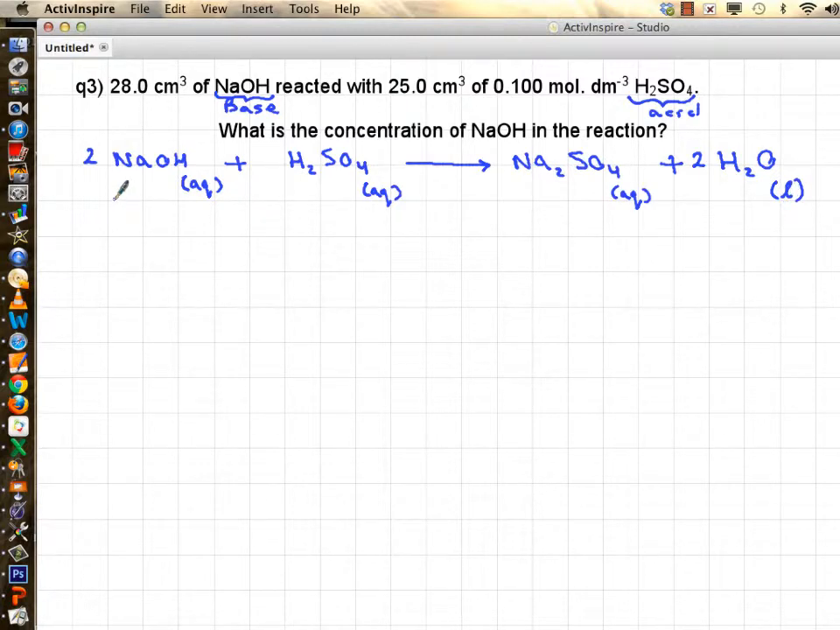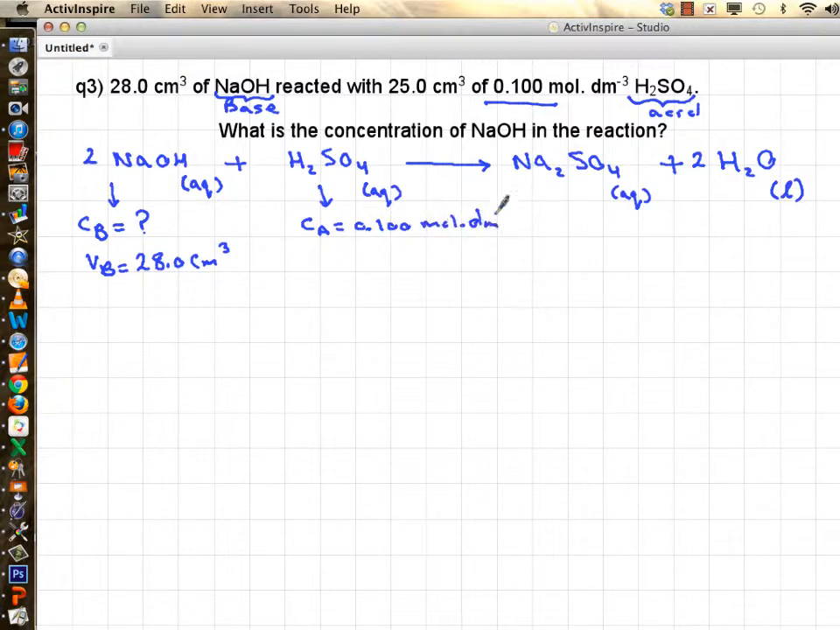Now let me just write the properties that I have. The concentration of the base is unknown. So for NaOH, if you don't mind, I write C subscript B for base, and I put a question mark. I need to solve for this. The volume of the base is given to me. It's 28 centimeter cube. I'll do the same thing for the acid. The concentration of the acid is 0.100 mole per decimeter cube. The volume of the acid is given to be 25 centimeter cube.